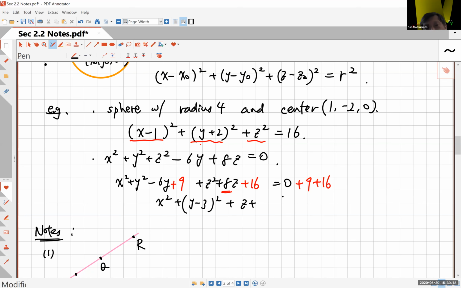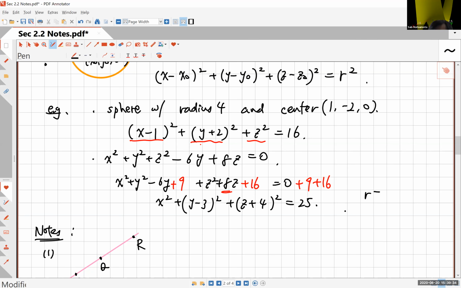And of course, the radius is not 25 because you have to take the square root of that number. All right, so you get the answer. First, the radius is 5. That's why you see 25 on the right-hand side.